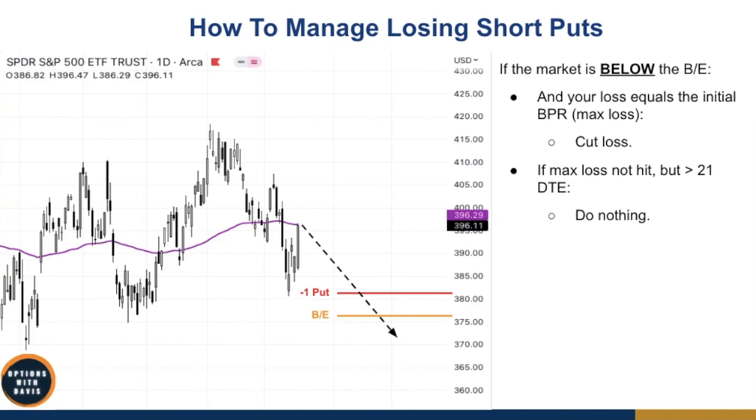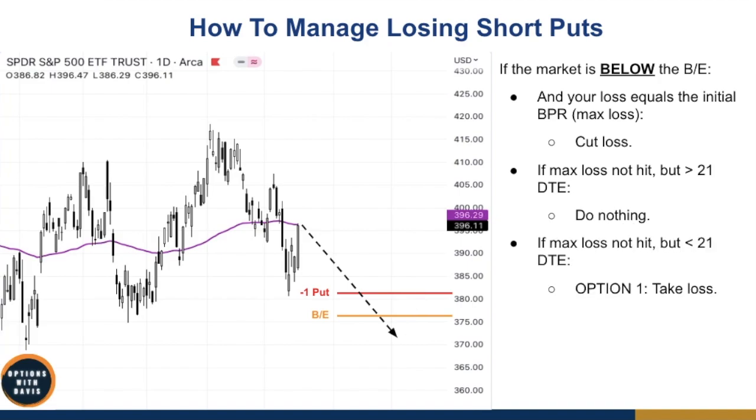So if the max loss is not hit and there's still more than 21 days to expiration left, then guess what? There is nothing to do, right? The market can come down. You just want to give it time because it could come back up again. And if it does come back up, then there really is no need for you to aggressively manage this, right? It could still be in a profit just as it is. Remember, this is a probability game, right? When you put on a short put, let's say for example you put on a 30 delta short put, then there is roughly a 70% chance of profit, right? So you just need to let the numbers play out.